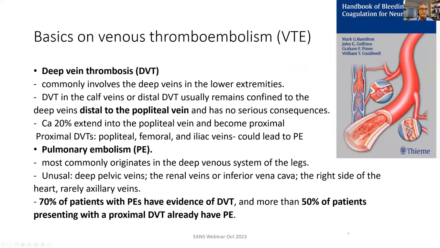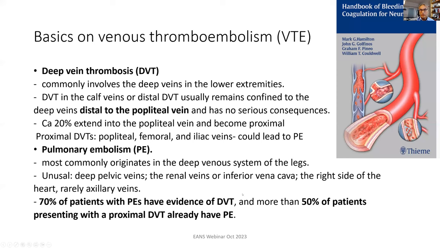Just some short basics on the venous thromboembolisms. First, DVT, deep vein thrombosis, is commonly, of course, in the deep veins of the lower extremities. If it's distal to the popliteal vein, it has no serious consequences, but 20% or more will extend more proximal. And if you have proximal DVTs, you get into the popliteal vein, the femoral vein, the iliac veins, and of course that will lead to a risk of pulmonary emboli.